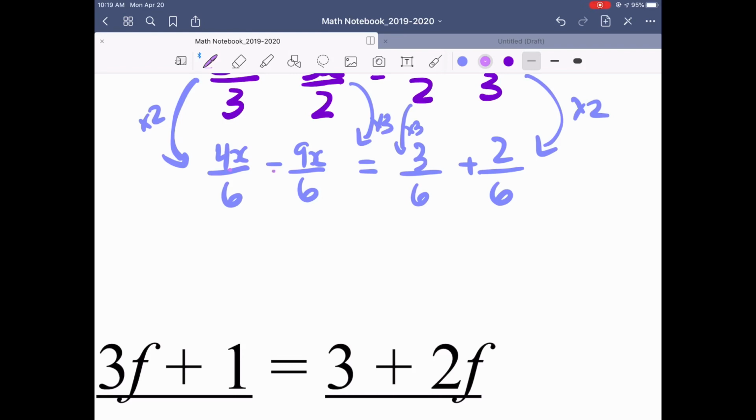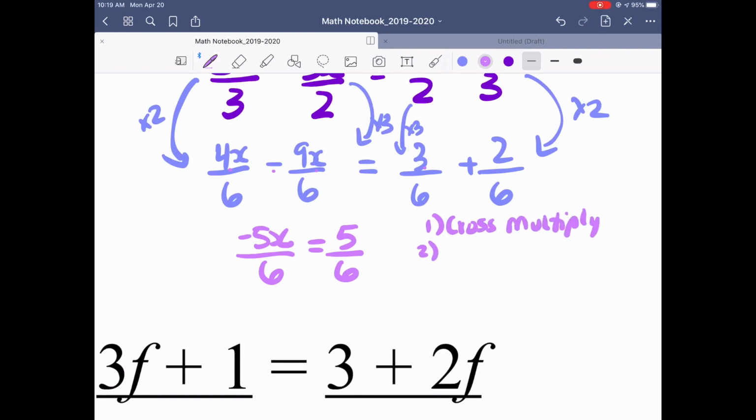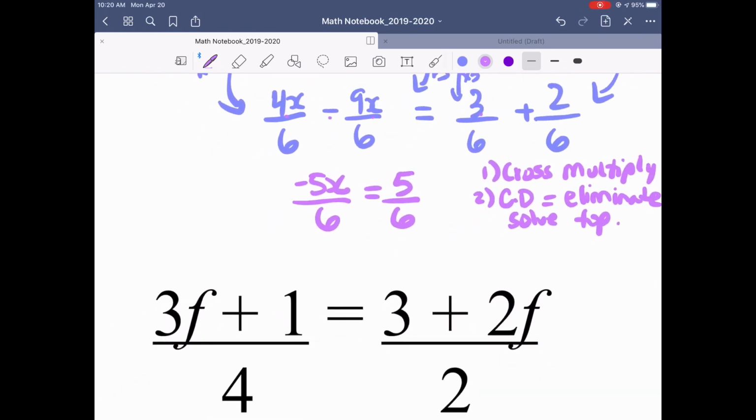So 4x minus 9x gives us negative 5x, and the denominator stays the same, equals 3 plus 2 is 5 over 6. Now you have two options here, okay? Option 1, you can cross multiply and divide. And option 2, you can use the method that we've learned, which says that when you have a common denominator, you can just eliminate it and just solve the top, the numerators. So I'm going to just do them here.